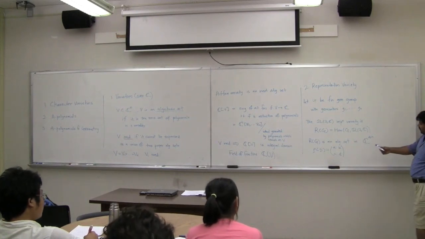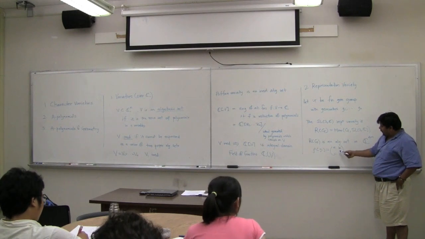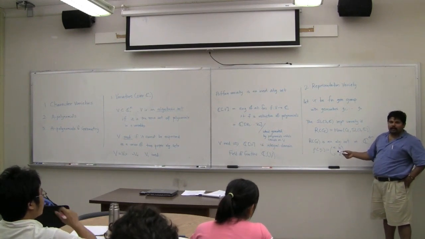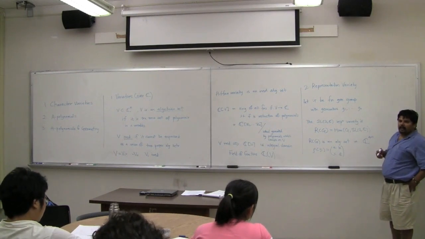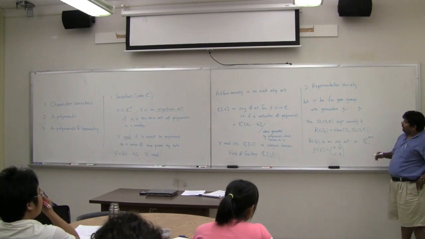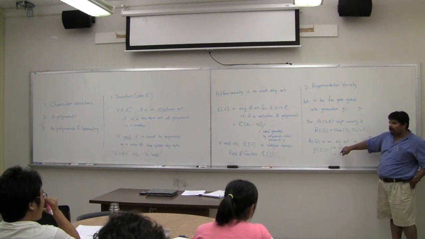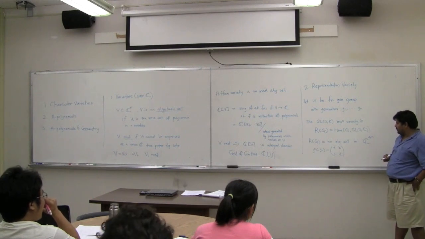And now, because this is in SL2C, you already get a relation ad minus bc is equal to 1. So this is a polynomial relation for every generator. And then for every relation, you get another polynomial equation, or you get four polynomial equations for every relation.